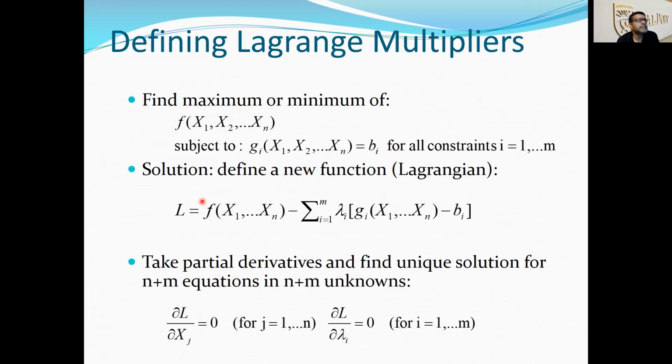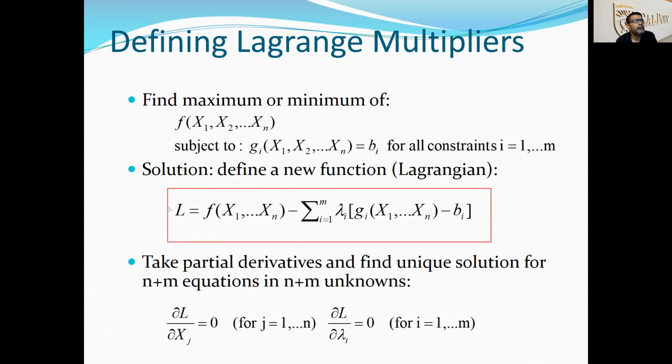So what we do is we define a new function called the Lagrangian. Okay. The Lagrangian function is basically you take your objective function, which is right here, and you subtract from that a lambda i times, and again, remember this equality. So when you use the Lagrange multipliers, these constraints have to be equalities. Okay.